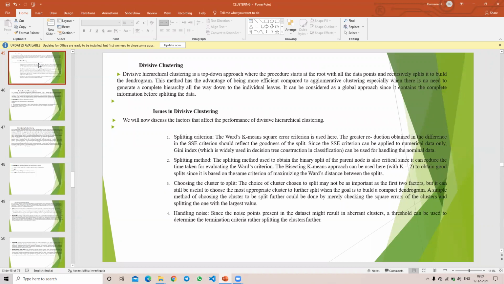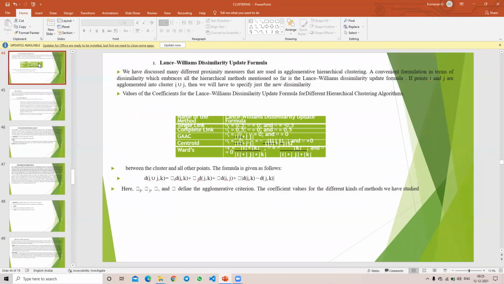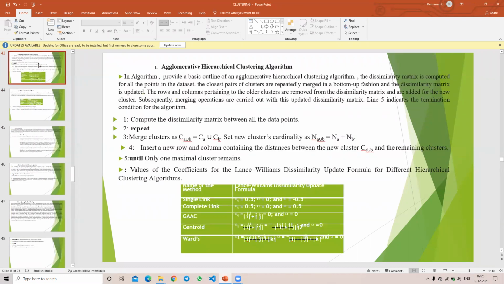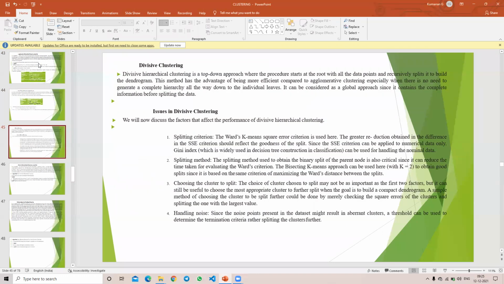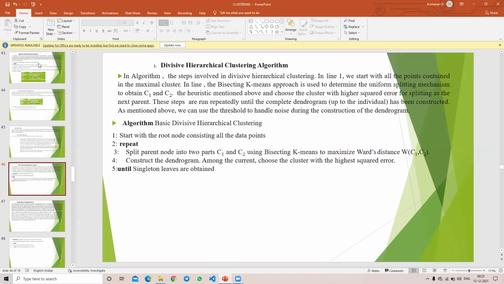Hi, in the previous video we saw what divisive clustering is, the factors affecting it, Lance-Williams, and the algorithm for agglomerative hierarchical clustering. Here we're going to see the algorithm for divisive hierarchical clustering. These are the steps involved in divisive hierarchical clustering.